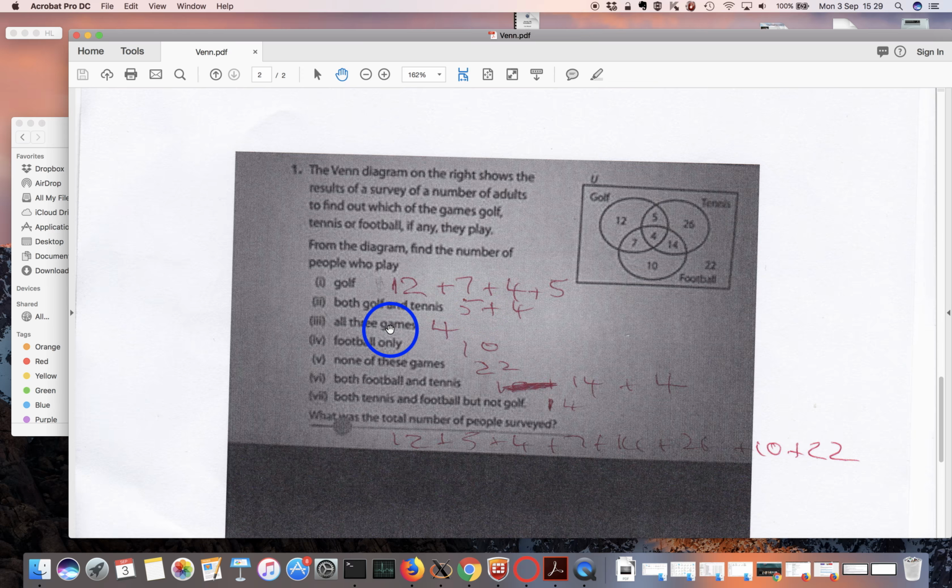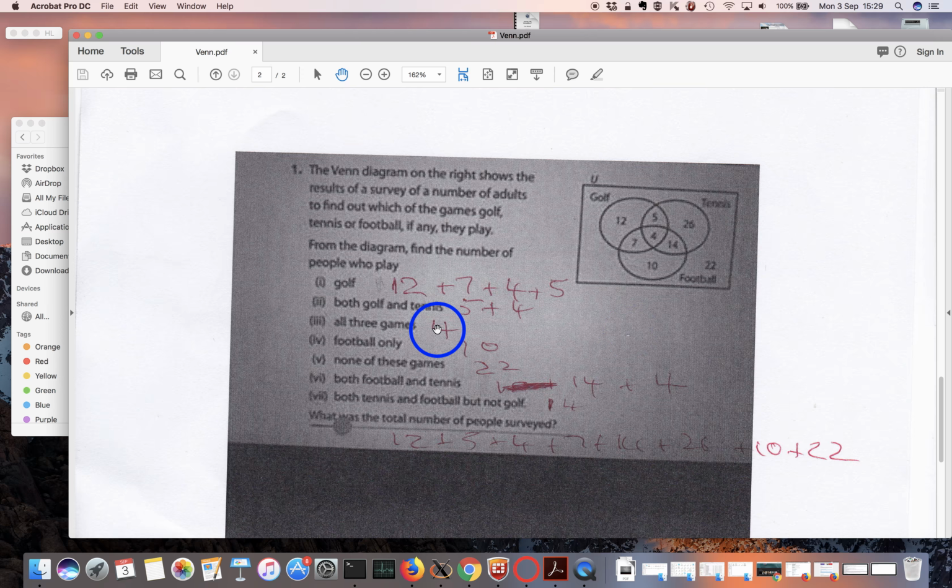Then you have to count the number of people who play all 3 games, and that means, so remember in this little circle, this counts the number of people who are in different sets. So you want the intersection of the number of people who play all 3 sports, and that's the intersection of all 3 circles, which is here, the 4. So that's the number of people who play golf, tennis, and football.